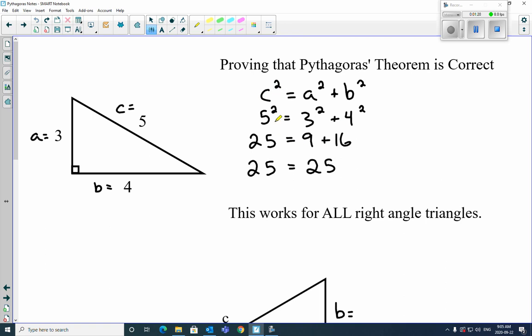So we just plugged in the numbers. 5 squared equals 3 squared plus 4 squared, right? We know our squares already. 5 squared is 25, 3 squared is 9, 4 squared is 16. And then we add this side, 9 and 16 is 25. So you can see the left side right here equals the right side. So it's just a proof that the Pythagorean theorem works.